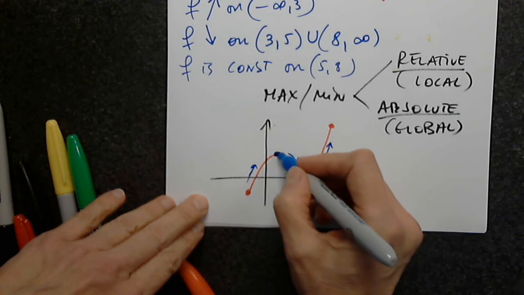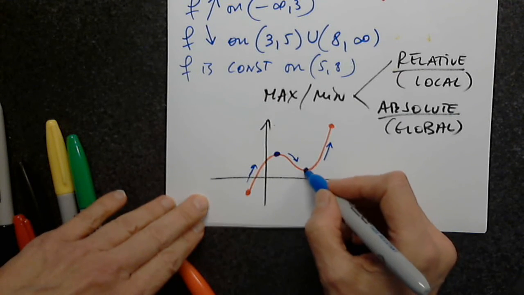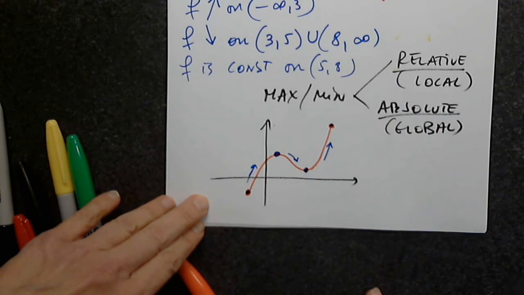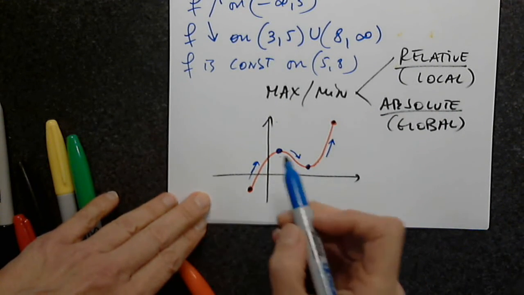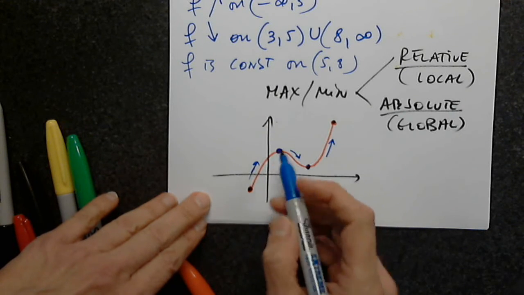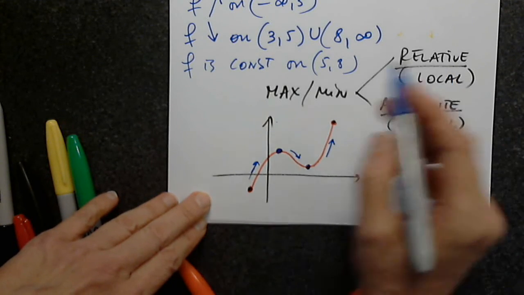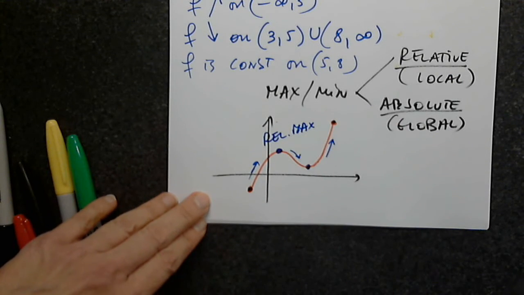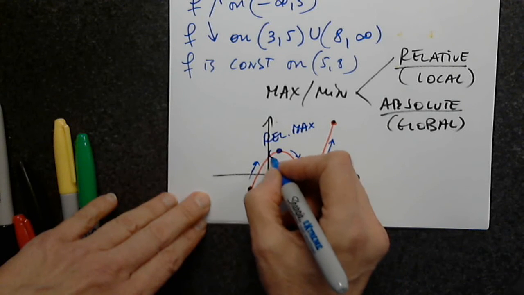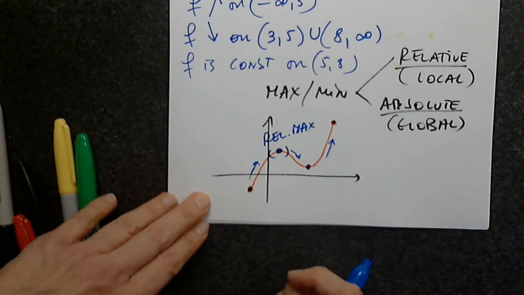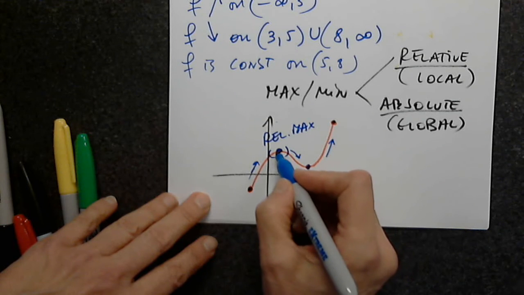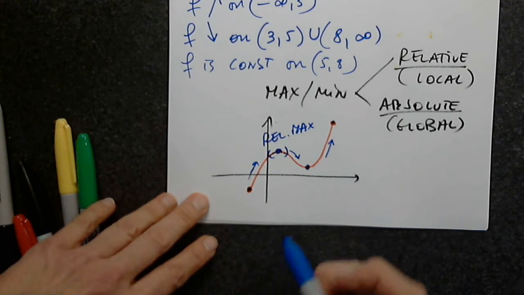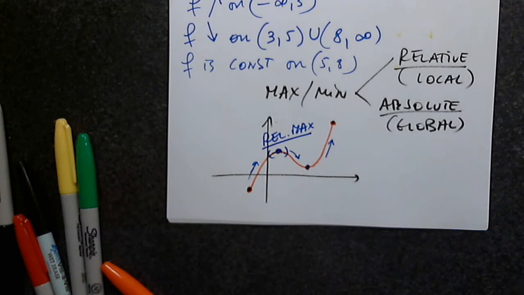So this must be a very important point. Obviously, this one will be important, and also this one will be important. So what is this one? This one is a relative or local, let's say relative max, rel max. Why is it a relative maximum? Because I can show an open interval on both sides of the point where the function values are smaller. That's why this is a relative max.